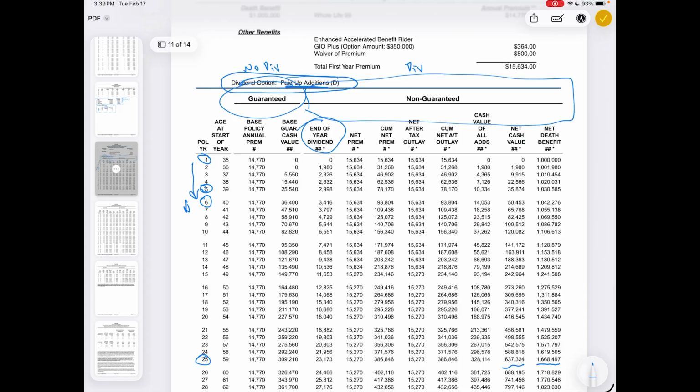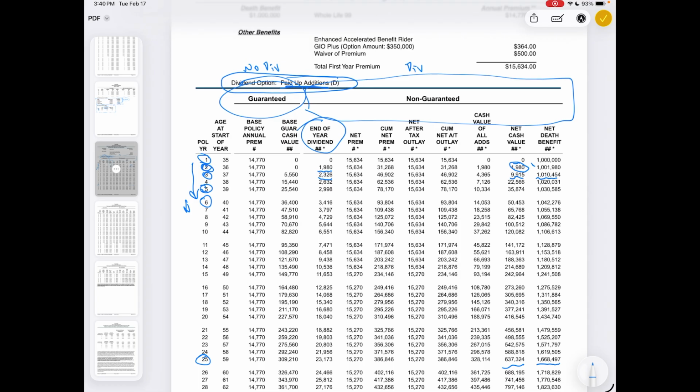So if we look at the ledger and we look in year 2, we see the dividend payable is $1,980. We'll see that at the end of the year, the death benefit is $1,001,980. We also see that the cash value is $1,980. If we go to year 3, we'll see that there is a $2,326 dividend. The death benefit, though, has risen to $1,010,454, and the cash value has risen to $9,915. Here's how this all comes together.